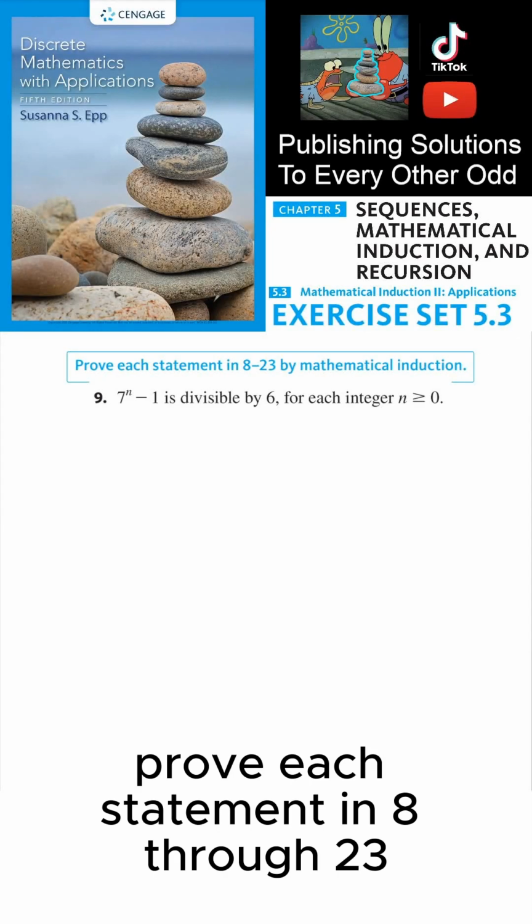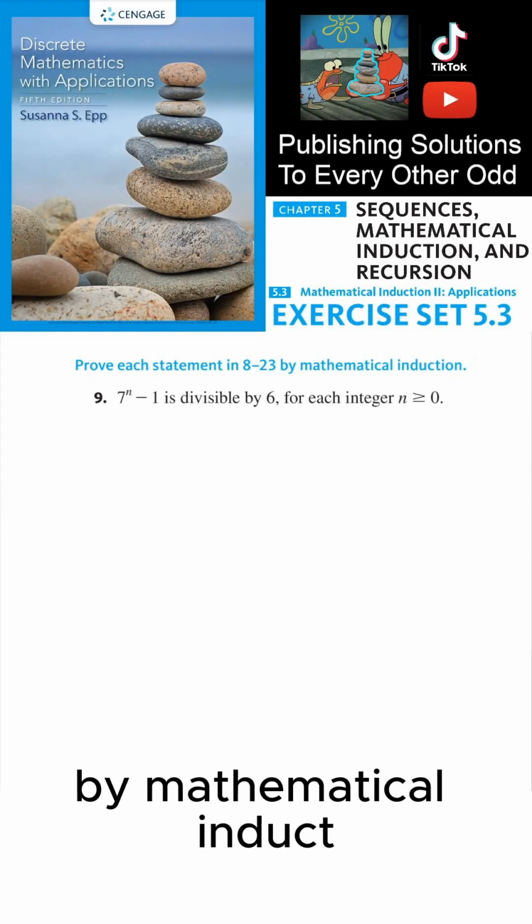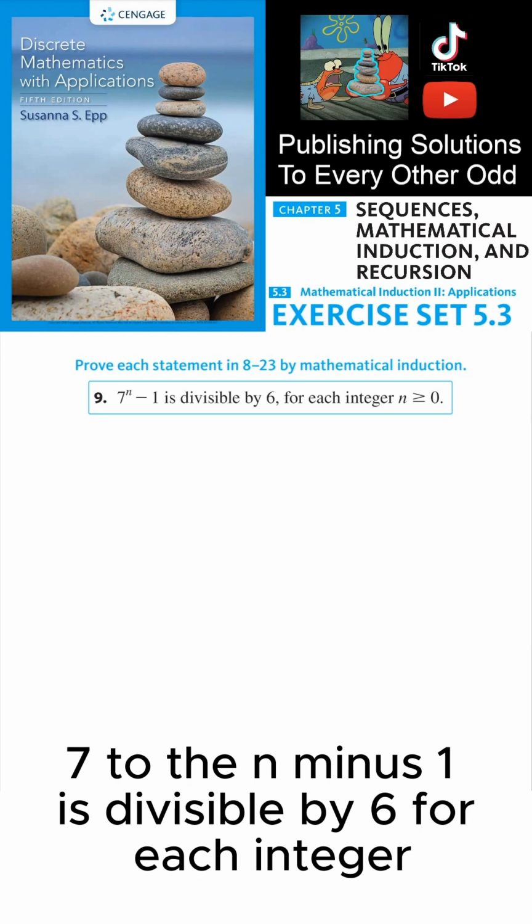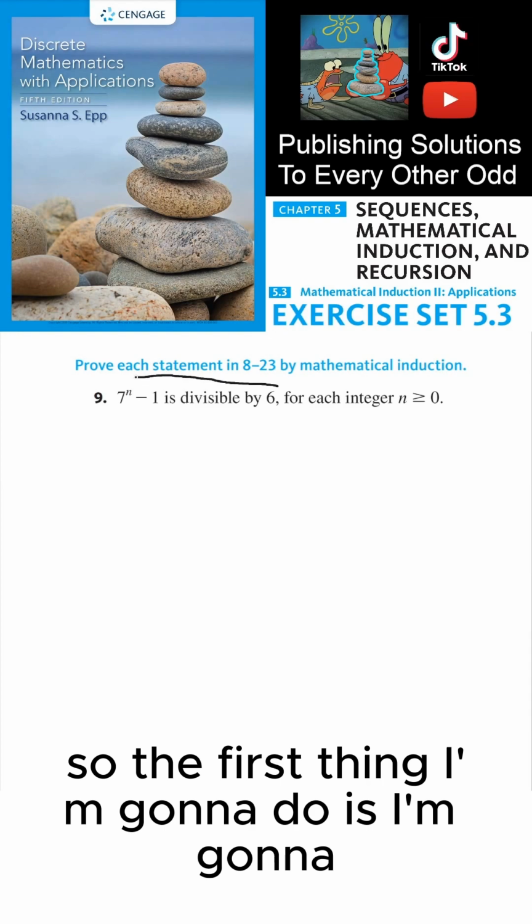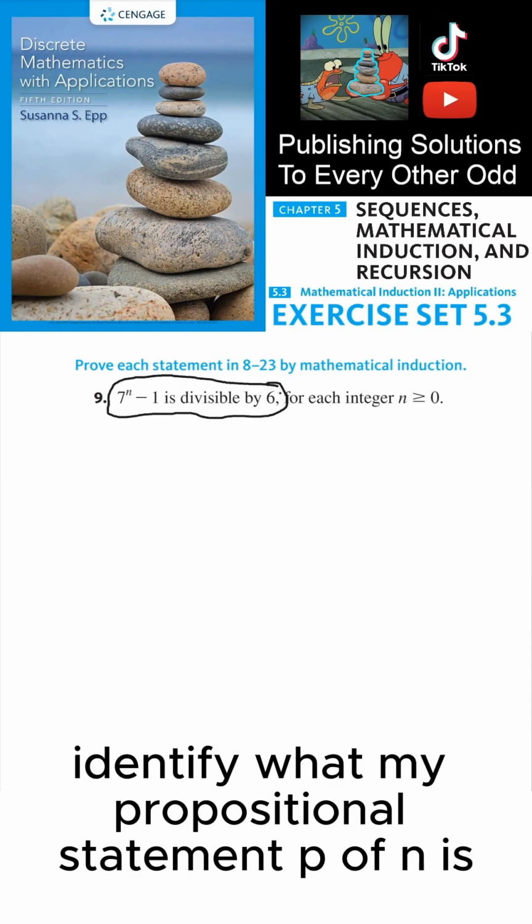Prove each statement in 8 through 23 by mathematical induction. 7 to the n minus 1 is divisible by 6 for each integer n greater than or equal to 0. So the first thing I'm going to do is identify what my propositional statement P of n is.